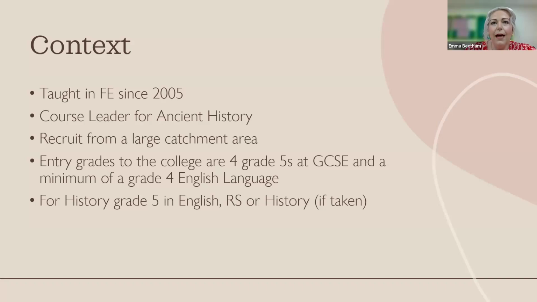So we've got a large amount of students that come in from different backgrounds, from state schools. I've had some from private schools. So we've got a mixed bag of students. Currently the entry grades to do A-levels as a programme of study is 4 grade 5s at GCSE and a minimum of a grade 4 in English language. If they've met that criteria, they can do a programme of A-levels.